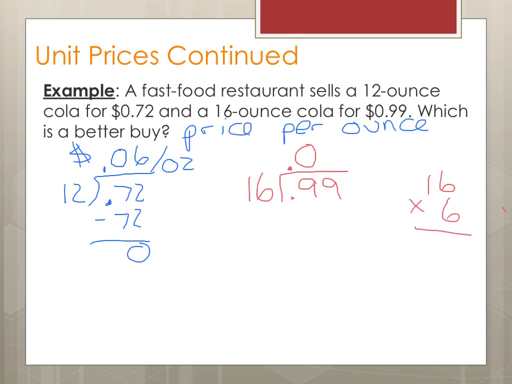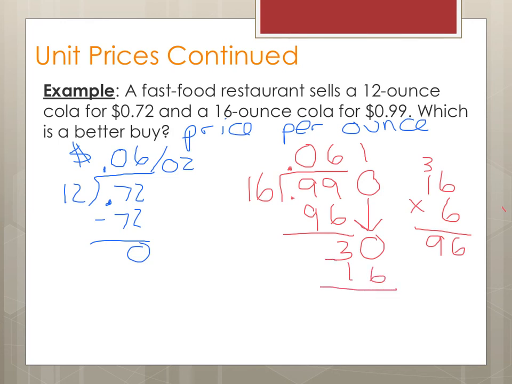16 times 6. 6 times 6 is 36. 6 times 1 is 6, plus 3 is 9. So it'll go in there 6 times. That's 96. We'll subtract and we'll get 3. Okay. Add a 0 to keep going since we still have a remainder. Alright, 16 will go into 30 once. That's 16. We'll subtract and we'll get 14 here.